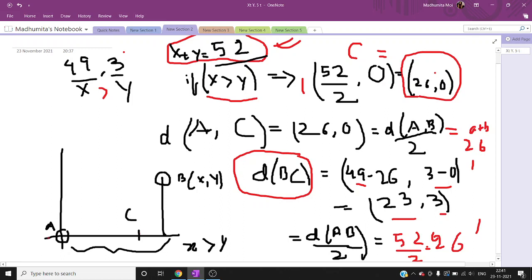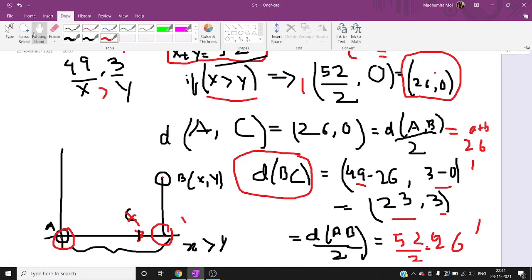So let's see it in a graph. This is the origin A. This is B. Here x is greater than y, so we can ignore this one. So we can place the coordinate C over here, not over here. So just ignore this one.